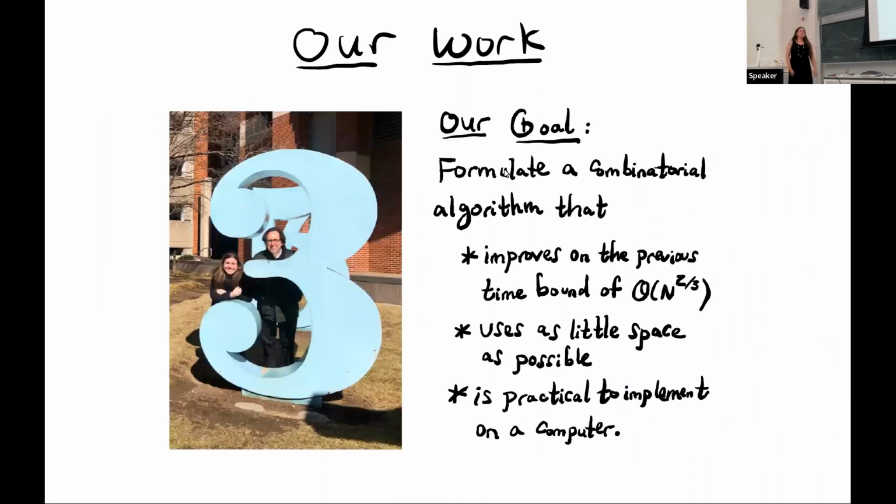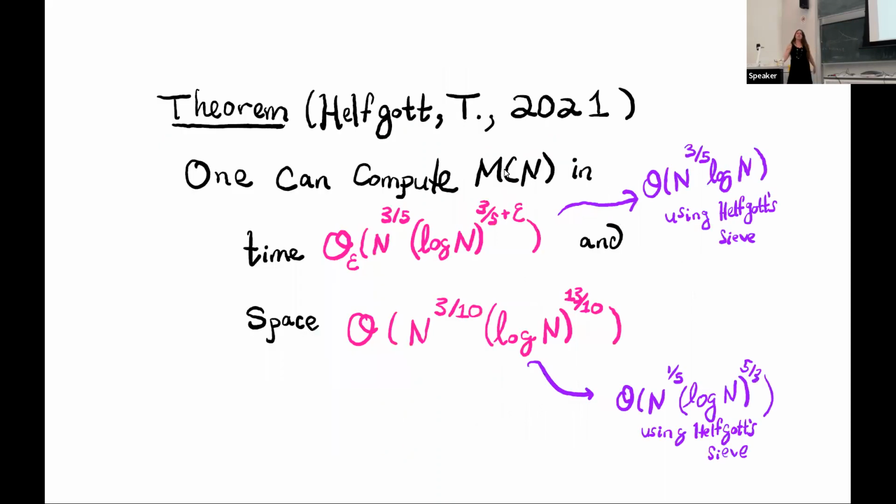So what Harald and I were interested in, we wanted to stick to the combinatorial side of things. We wanted to make a better combinatorial algorithm, something that a computer could easily handle, but we wanted to improve on the previous time bound of n to the 2/3. That was the number we were trying to beat. And we wanted to try to use as little space as possible. So I will now tell you the two versions of our result. We show that you can compute M of n in time about big O of n to the 3/5 times some log factors, and space big O of n to the 3/10 times some log factors.